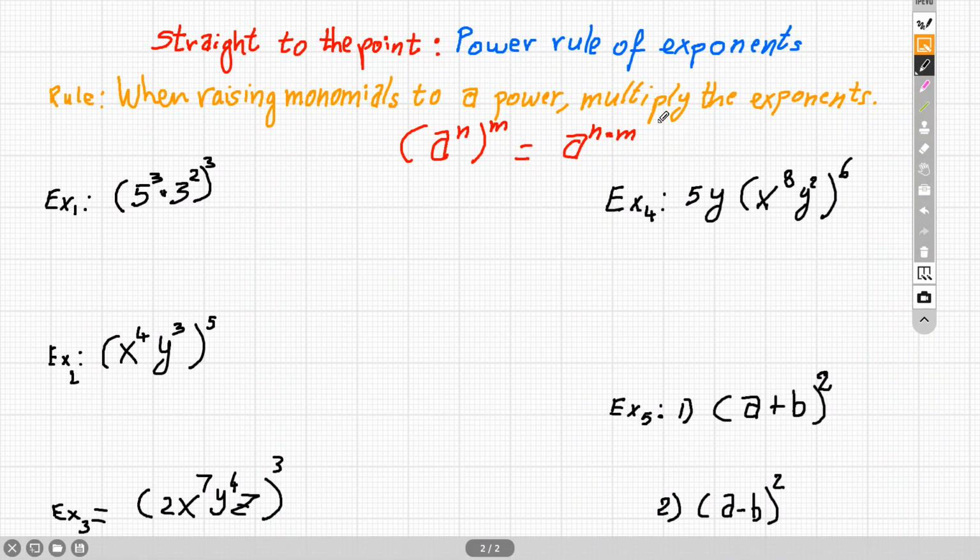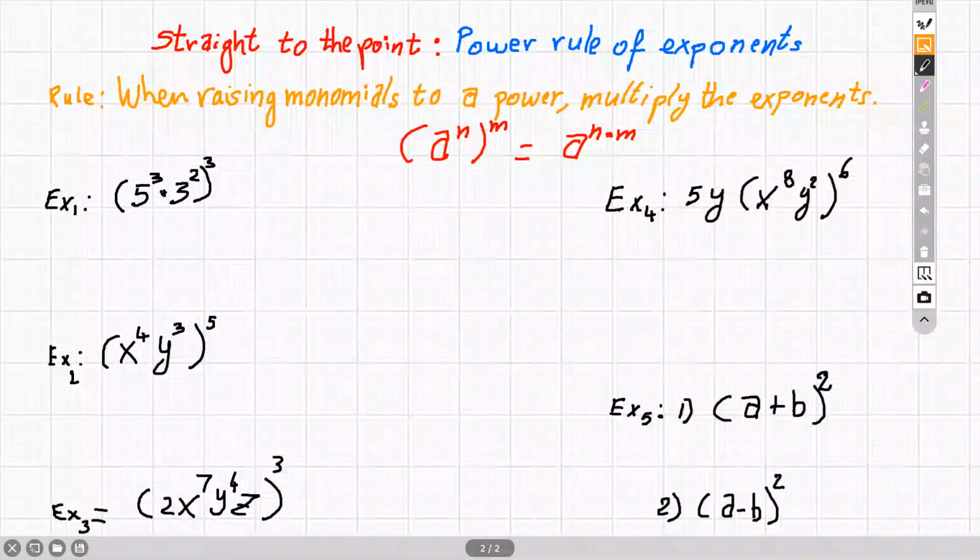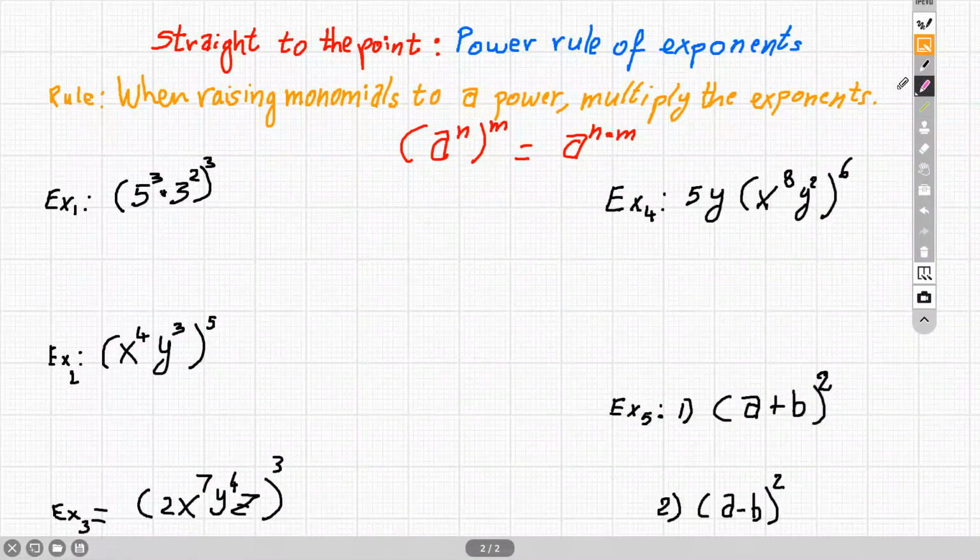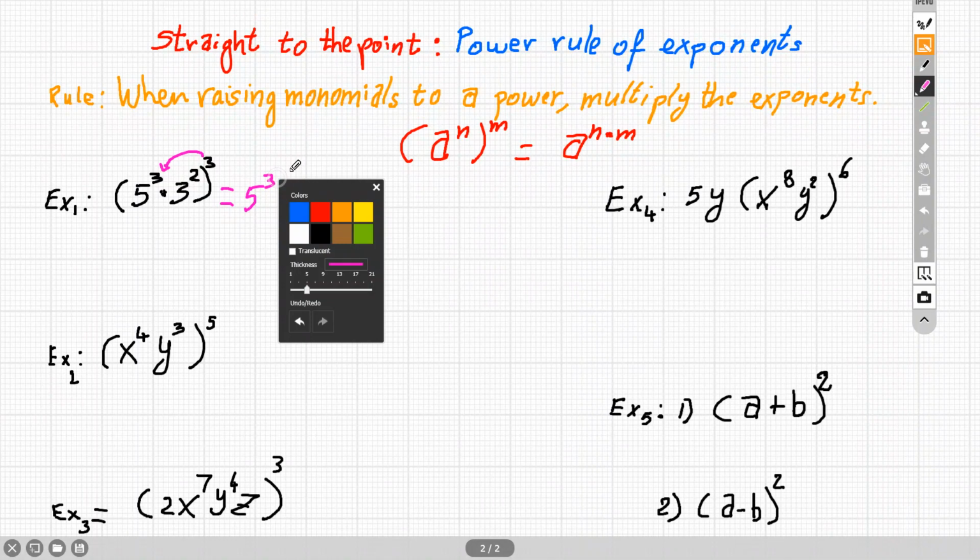Since I want to keep this video short, I'll go straight ahead through the examples, right? So example number one. We have 5 cubed times 5 squared, raised to the power 3. So what we want to do is distribute the exponents. So that would be 5 to the power 3 times 3. I'm multiplying the exponent right here.